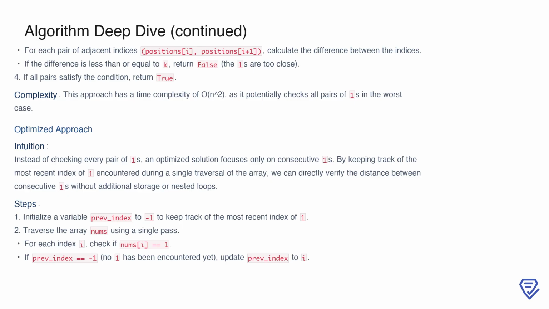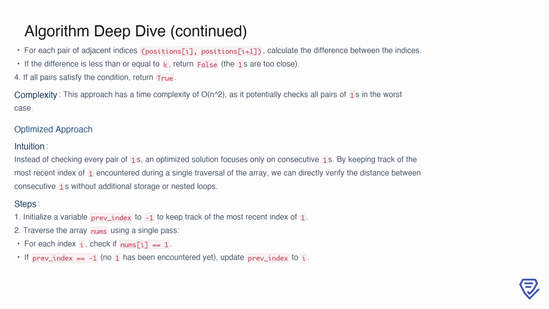After identifying and storing the indices of all 1s, we then calculate the difference between each pair of adjacent indices in the positions list. If any difference is less than or equal to k, it indicates that the 1s are too close, and we return false. Otherwise, if all pairs satisfy the condition, we return true. However, this brute force approach is computationally expensive, especially for larger arrays, as it involves nested loops to compare every possible pair of indices. To address this inefficiency, we can consider an optimized approach.